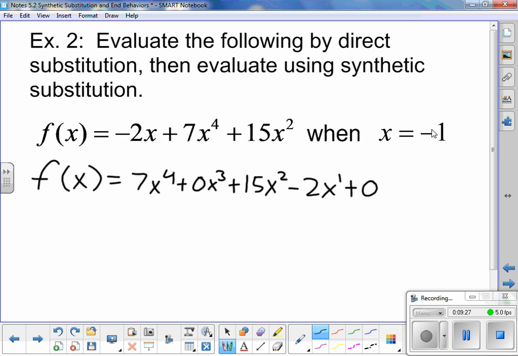First, the first way, you plug in a negative 1 here, here, and here, and then just do it directly. The next way, synthetic substitution, you have to write it like this. So sometimes it's more efficient, sometimes it's not. That's what the point of this one was.